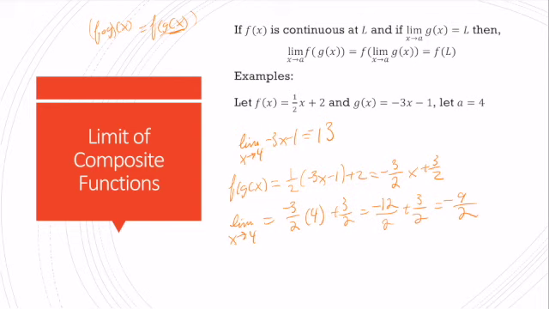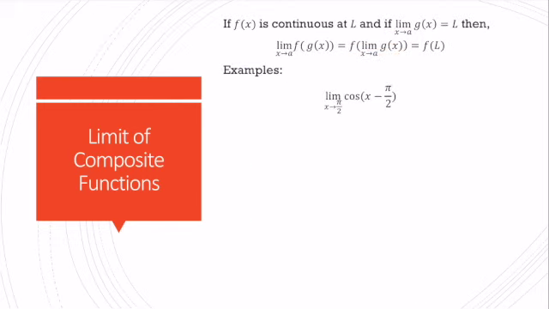Now I want to show you that this is the same as if I had done it this way, which would be 1/2 times the limit as x goes to a of g of x, plus 2. So 1/2 times negative 13, that gives me negative 13 halves, plus 2, which equals negative 9 halves as well. So you would get the same answer.